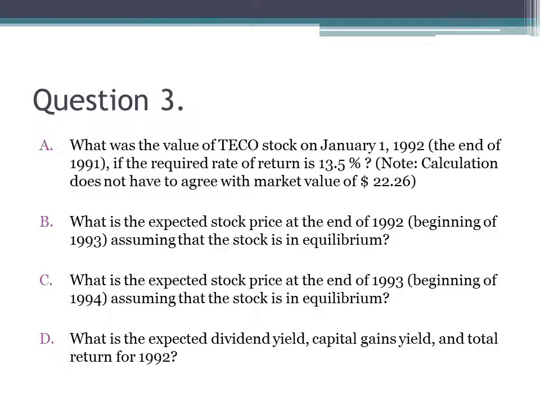Question 3 includes the following. What was the value of TECO stock on January 1st, 1992 if the required rate of return is 13.5%? What is the expected stock price at the end of 1992, assuming that the stock is in equilibrium? The same for 1993. What is the expected dividend yield, capital gains yield, and total return for 1992?